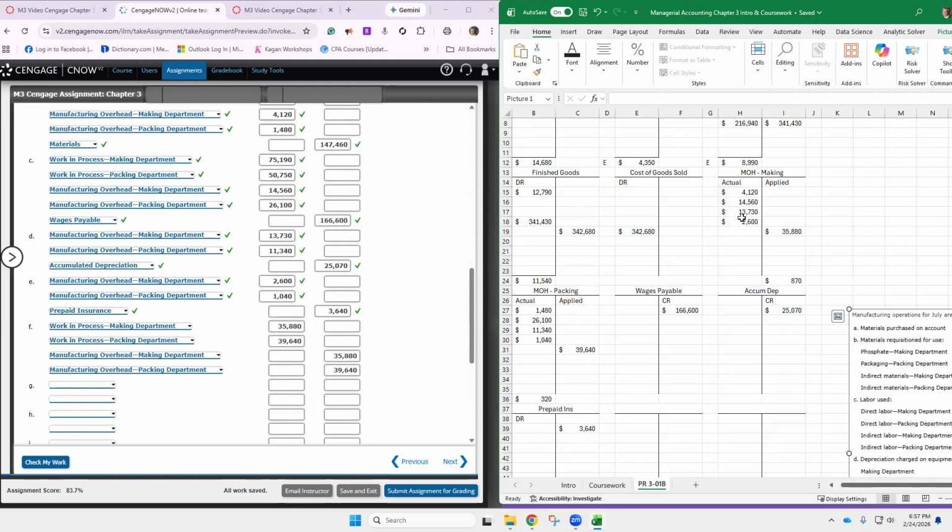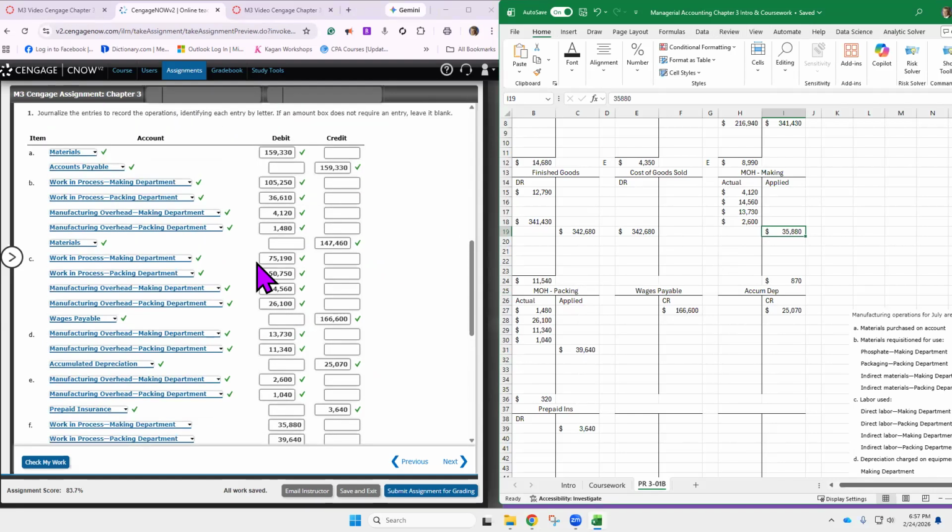So manufacturing overhead is 35,880. That is a credit. I have 4 debits. Where did they come from? If you go up here and look, manufacturing overhead making 420, I put it in there.